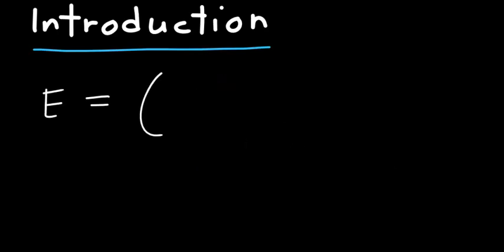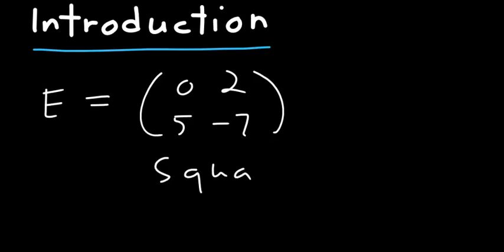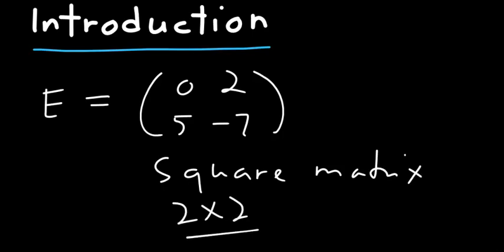Assume you have a matrix with an equal number of columns and rows, such as this one: 0, 2, 5, minus 7. This is known as a square matrix of order 2 times 2, or 2 by 2.